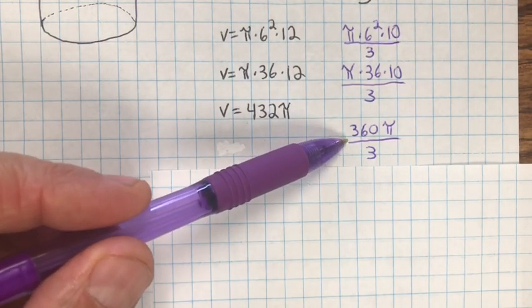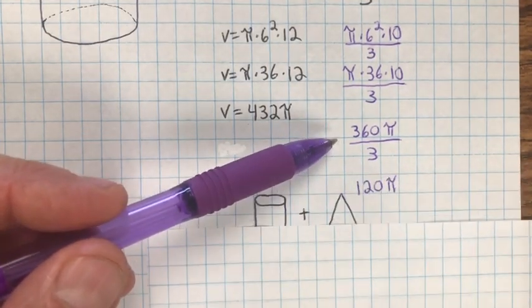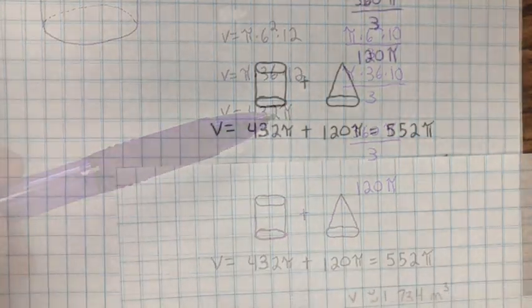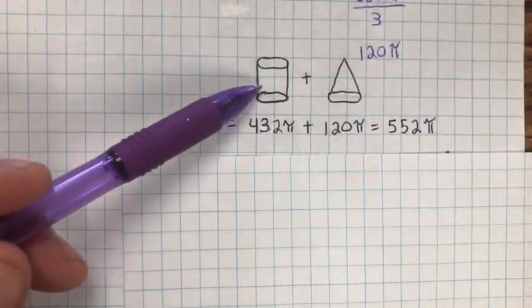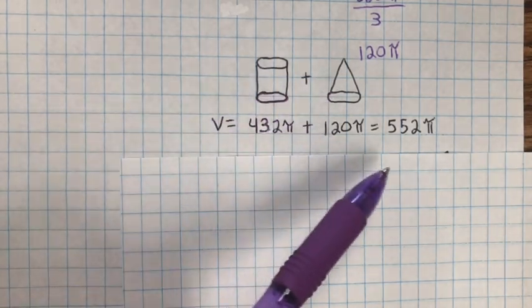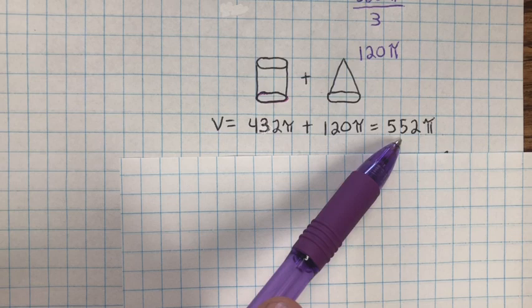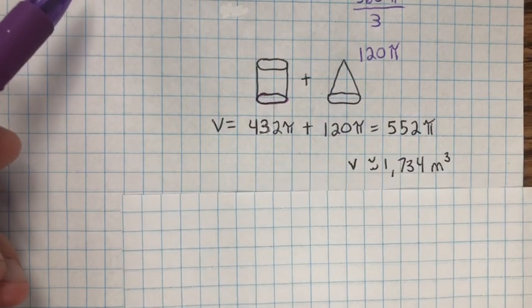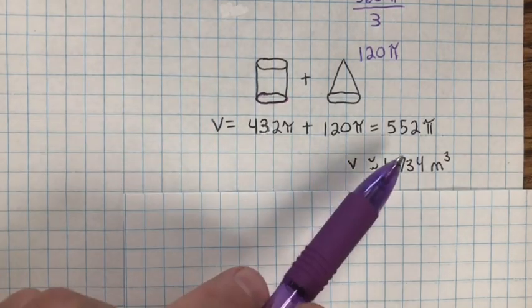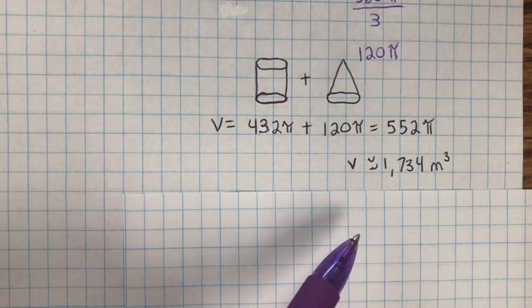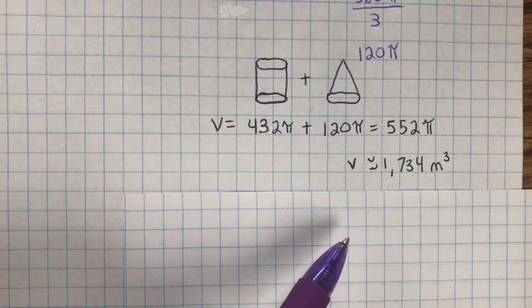Now we need to divide 360 by 3, which equals 120 pi. Now we have the volume of the cylinder plus the volume of the cone equals the total volume of the figure, and that is 552 pi. Multiplied together, we get an approximate volume of 1,734 cubic meters.